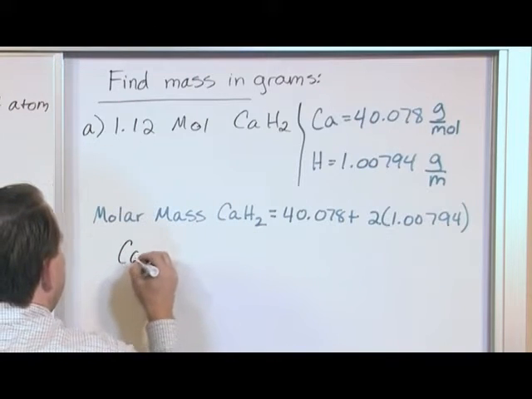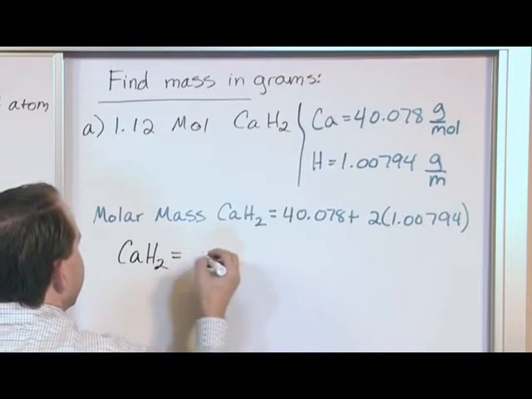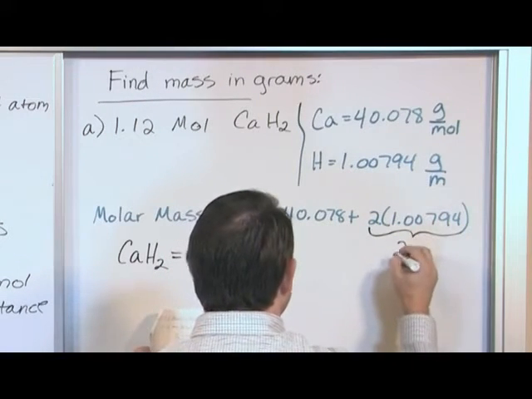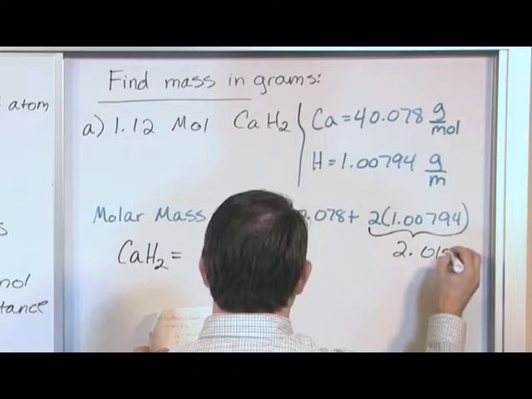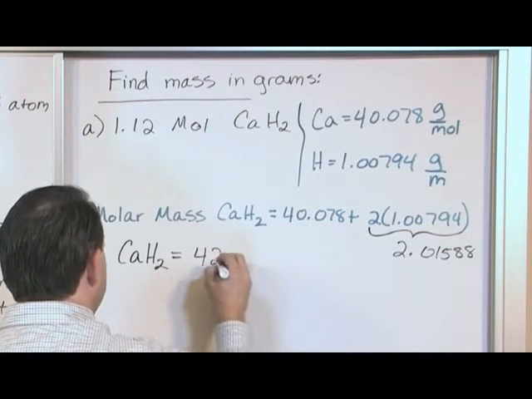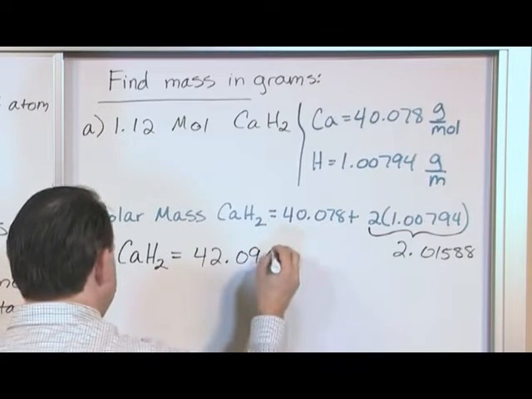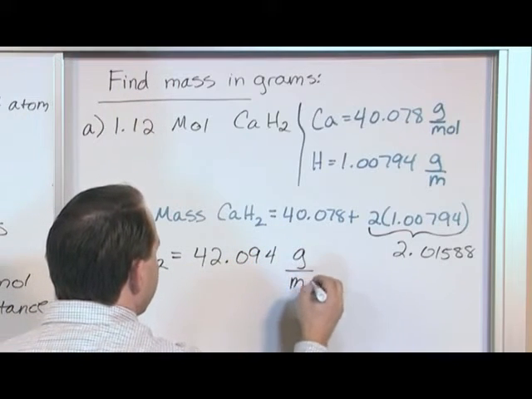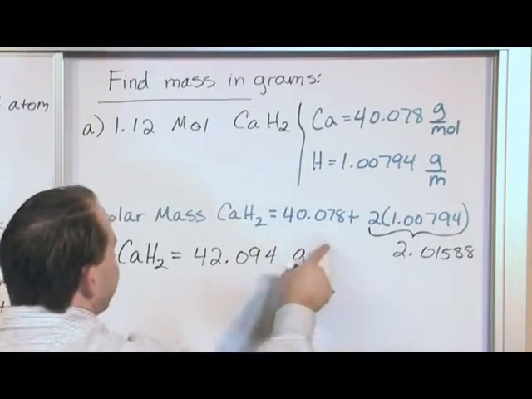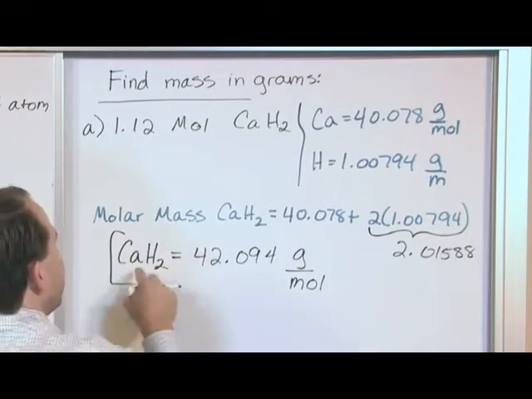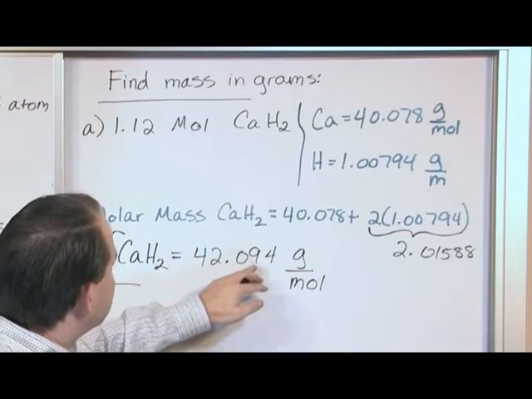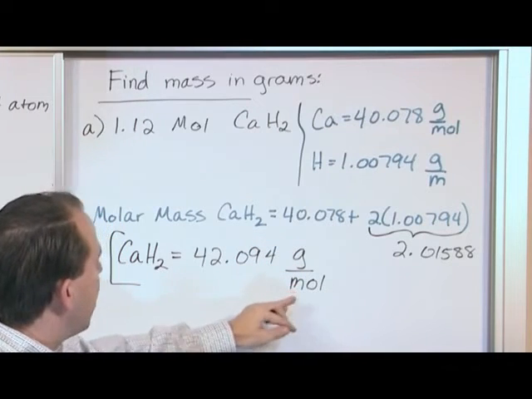So CaH2 is equal to, when we do this multiplication, we're going to get 2.01588. So when we add these together, we're going to get 42.094 grams per mole. Because this is grams per mole of calcium, this is grams per mole of hydrogen. So the total answer is going to be the same unit. So CaH2 is 42.094 grams for every single mole of this stuff.